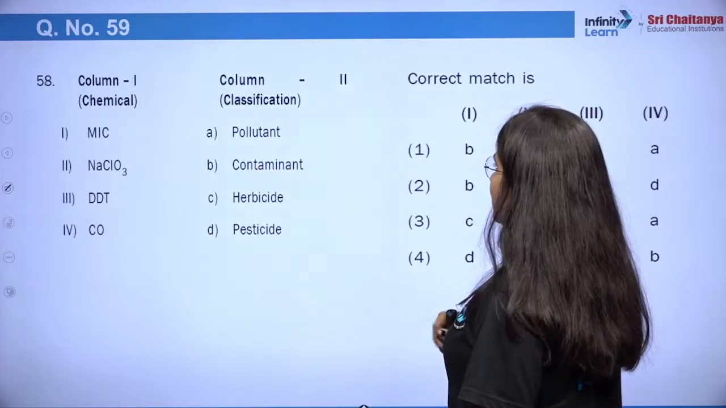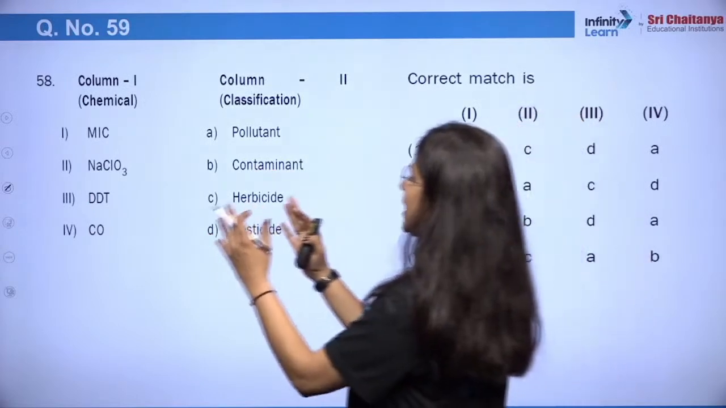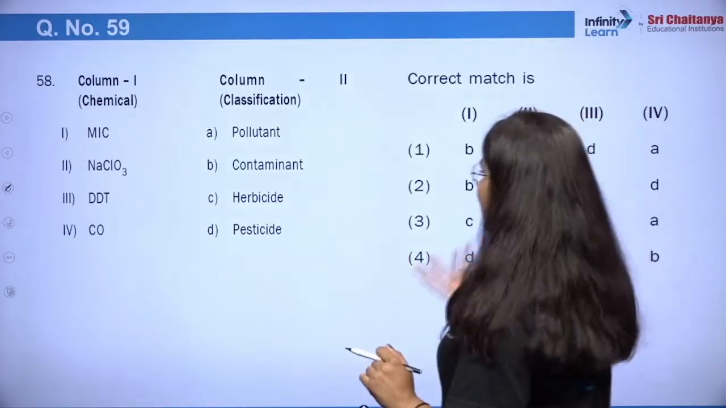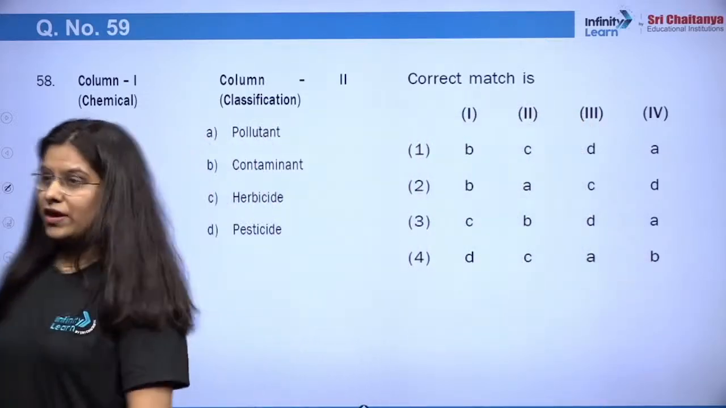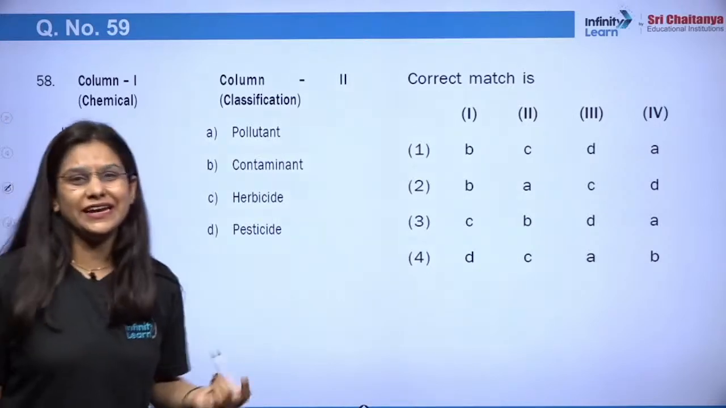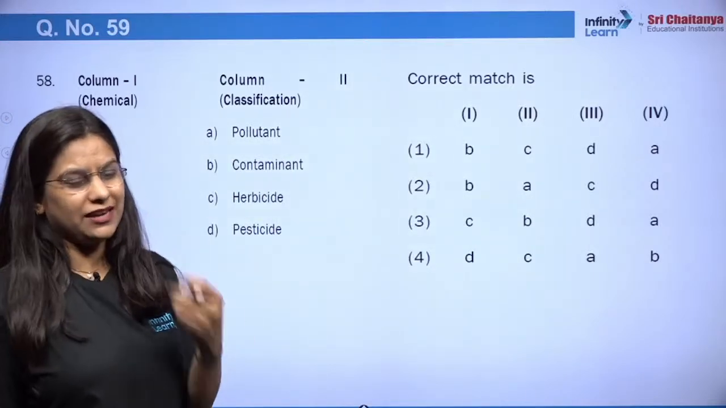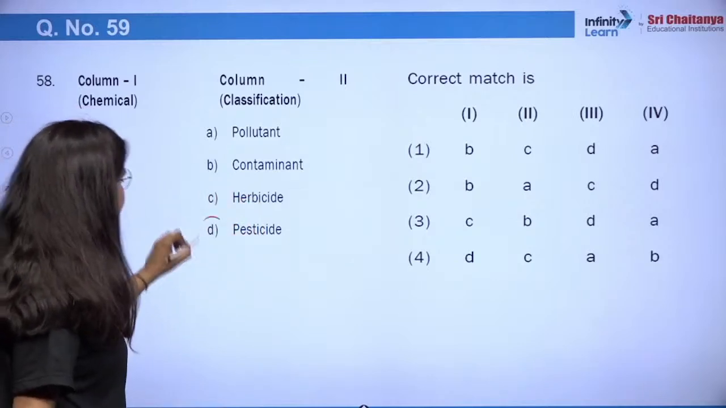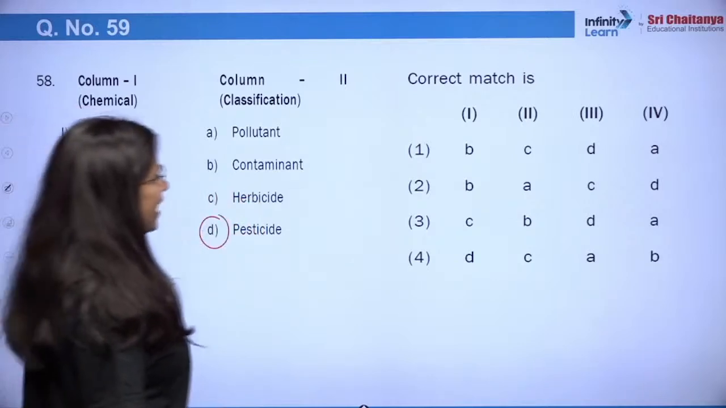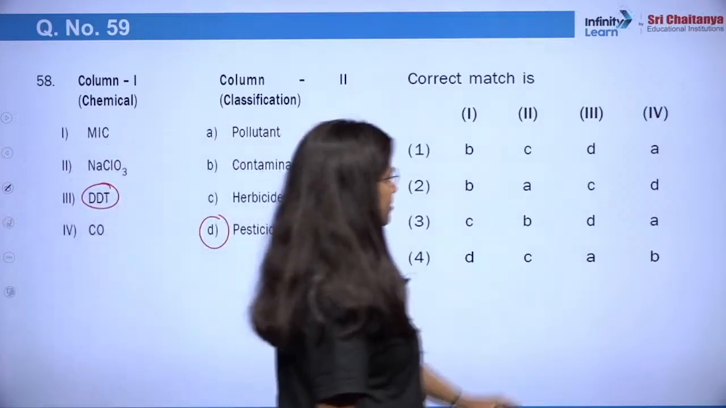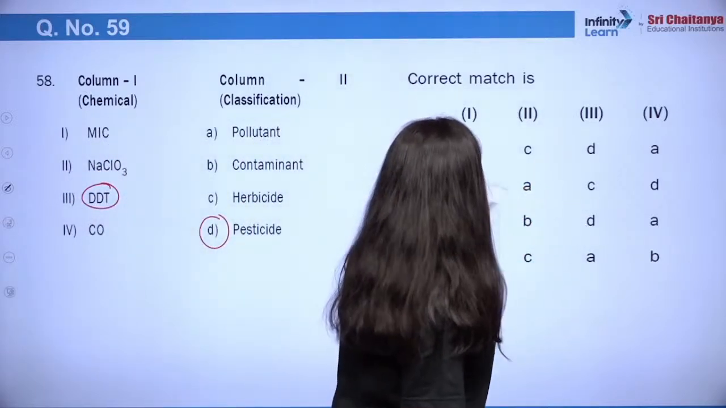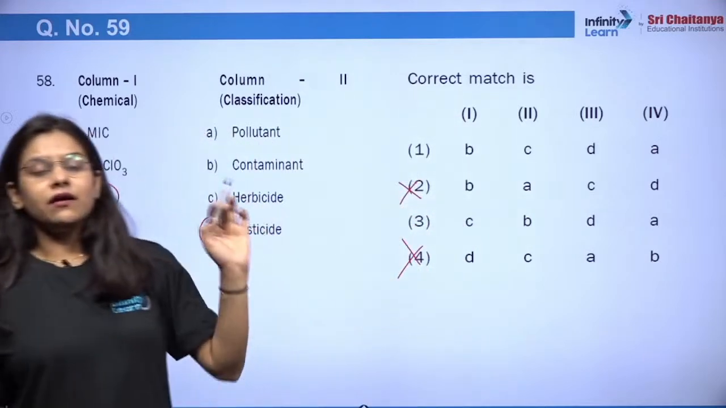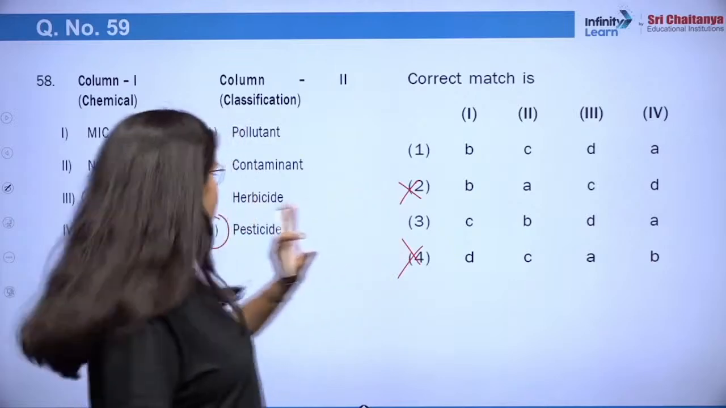Next, this is a classification question: under which category does each chemical come? And we have some options here. So we know that DDT is a very common pesticide. It is used to kill pests. So DDT, third, will match with D. Let me check third D. So we can eliminate these 2 options because I am very sure that DDT is a pesticide.